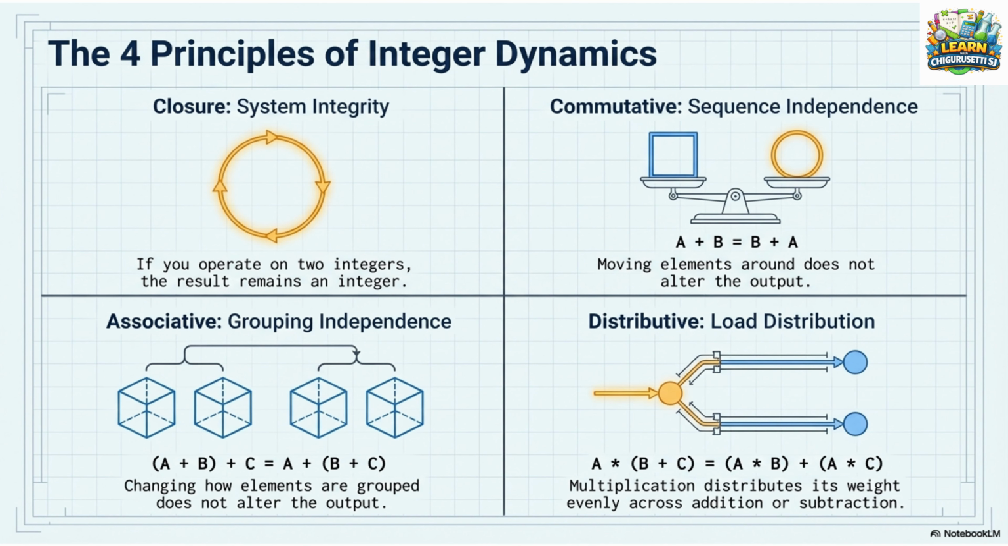So there are actually four properties. The first one is the closure property. It is a system integrity. So if you operate on two integers, the result still remains an integer. And here is the commutative. If you do an operation on two integers and if you reverse the order, it should be the same. Then only this property can be satisfied.